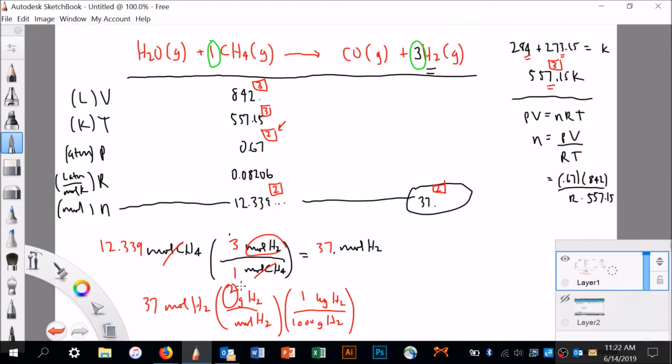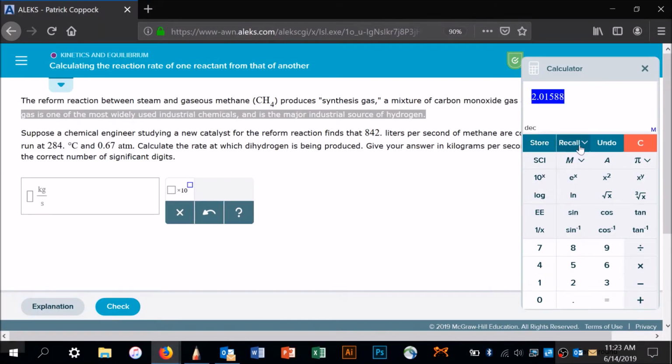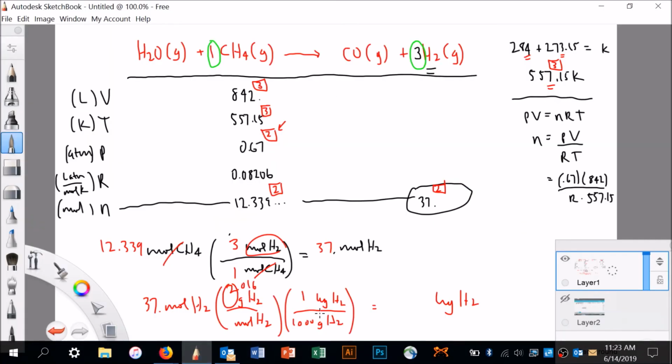Come back over here. It's getting a little bit busy down here. Can you read this? 2.016. So it looks like it's my 37 number, which is still on my calculator, times 2.016 divided by 1,000 is going to give me kilograms of H2, which is what I'm looking for. Let's go over here and do it. My 2.016 times, recall, there's my 37, divided by 1,000, equals 0.0746 kilograms. But I've got to report this with the appropriate number of sig figs.